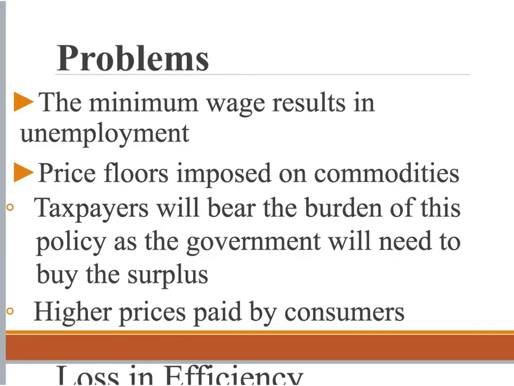So as we can see from the model, the minimum wage or binding price floor in labor markets results in higher levels of unemployment. Price floors imposed on commodities, such as foods and other inputs, will result in taxpayers bearing the burden of this policy, as the economic costs will usually be passed on to them. And also the price rises as usually the amount consumed falls.